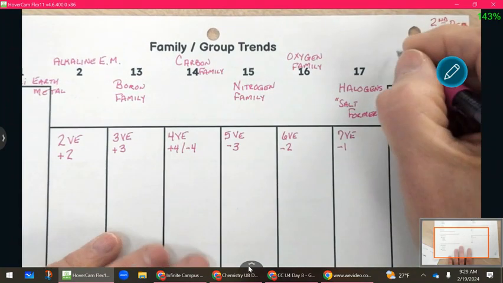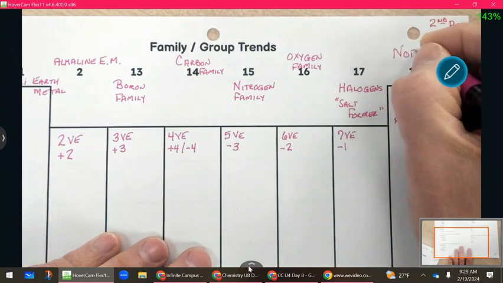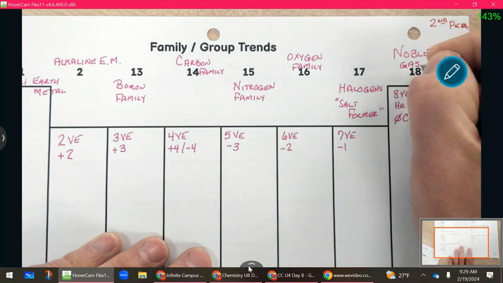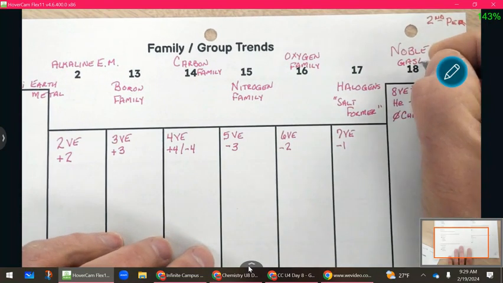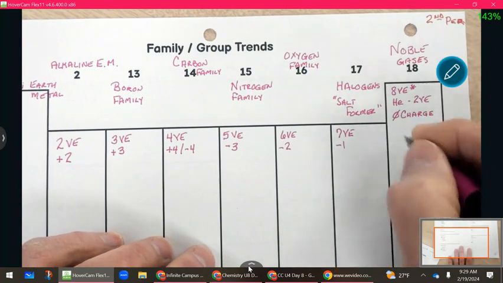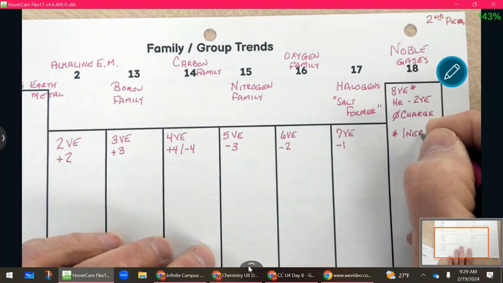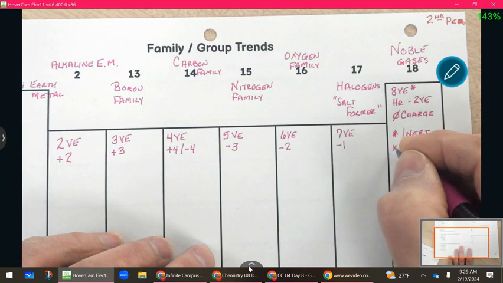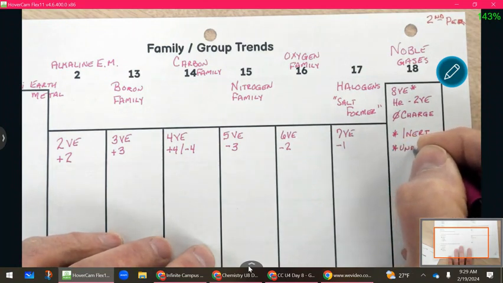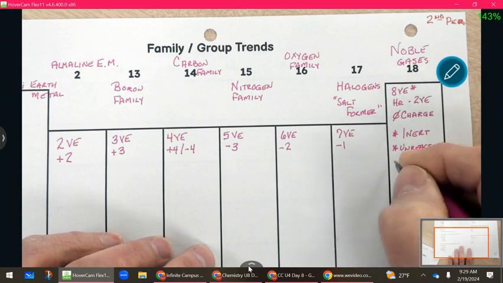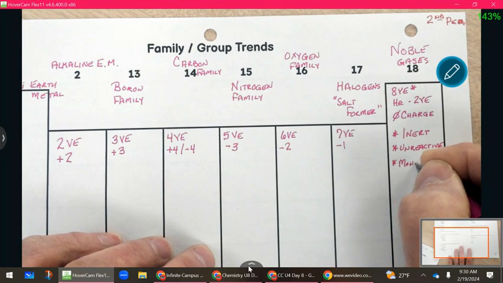And group number 18 is the noble gases. By the way, noble gases are inert, unreactive, and they are monatomic.